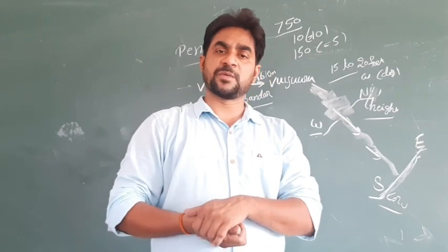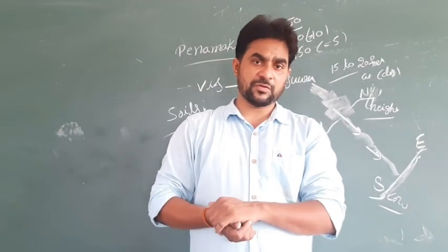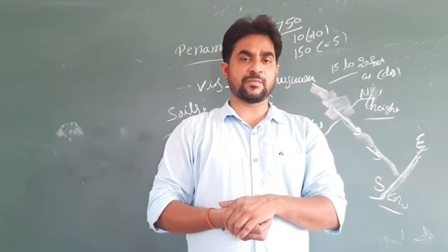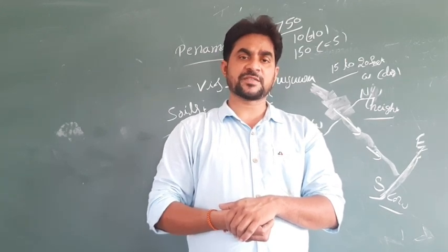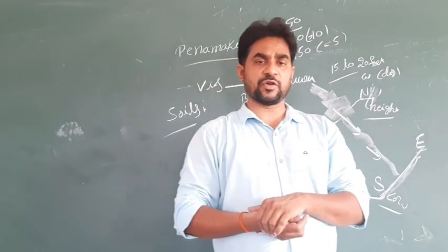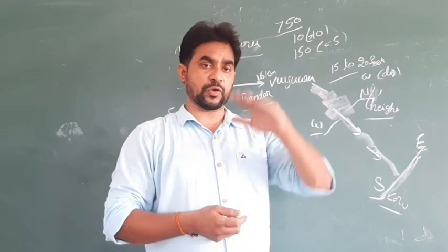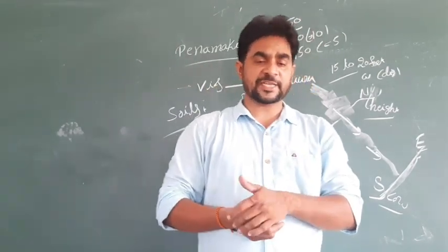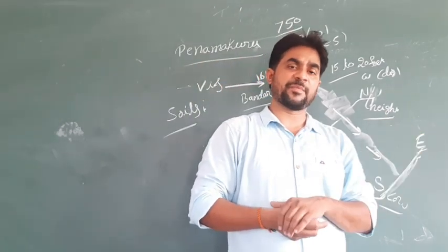Today I covered the Penamakuru lesson. Before starting Penamakuru, I gave the definitions of plain, plateau and mountains, and examples also. A plain is a flat surface, and a plateau has somewhat high areas and low areas. A mountain has more height and more low areas, and slopes will be there. And I also explained the delta and how the delta is formed. A delta is formed because of the rivers.